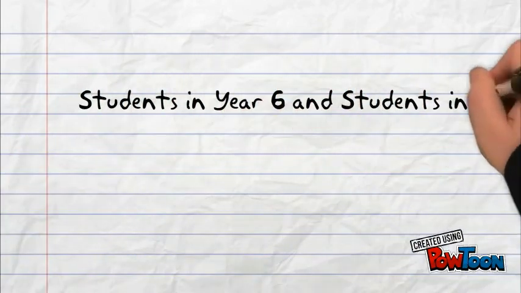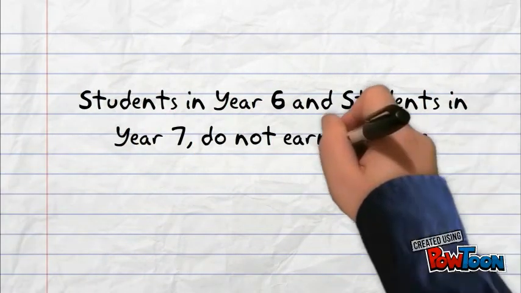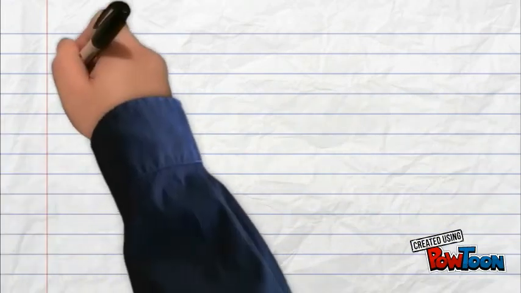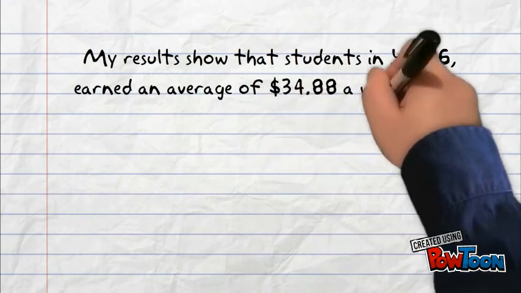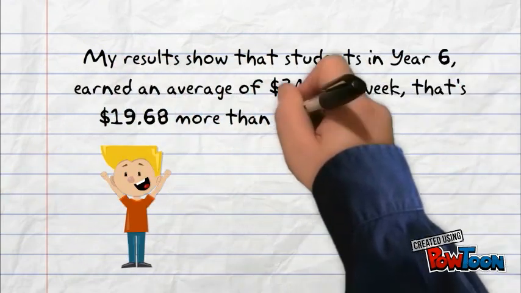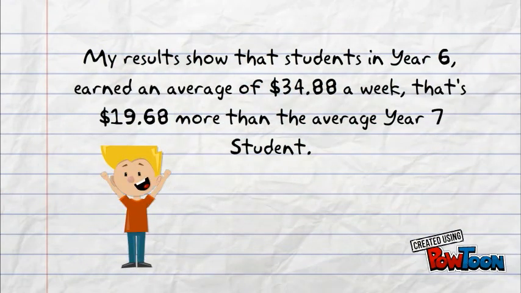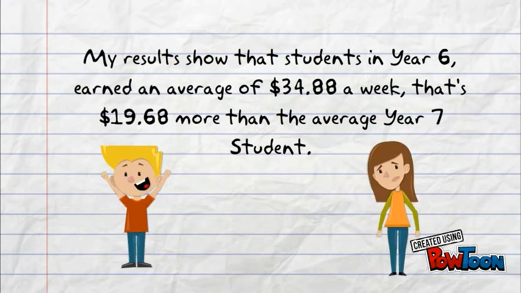Woo! Students in Year 6 and students in Year 7 do not earn the same amount of money per week. Based on the random data set, my results found that students in Year 6 earned an average of $34.88 a week. That's $19.68 more than the average Year 7 student.